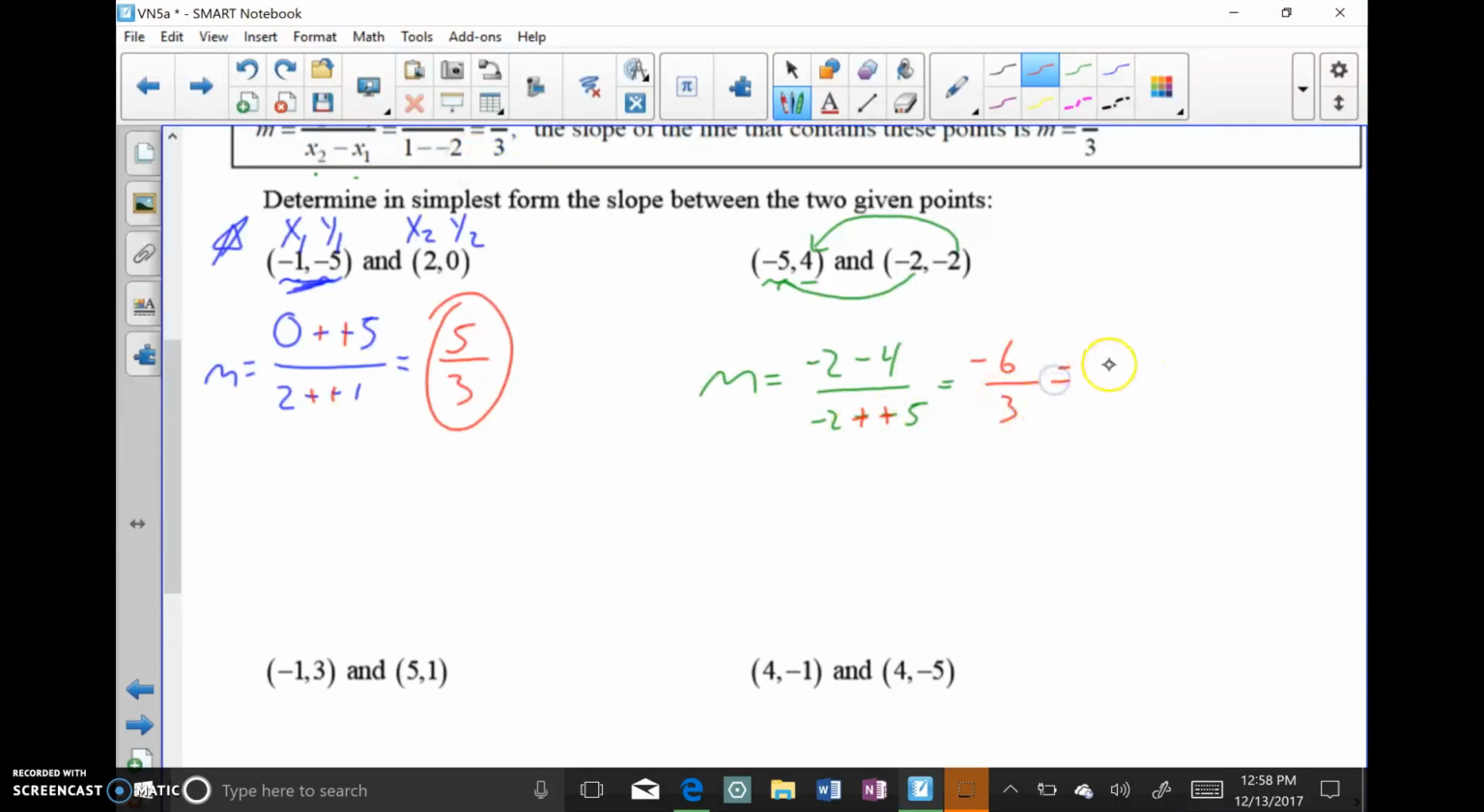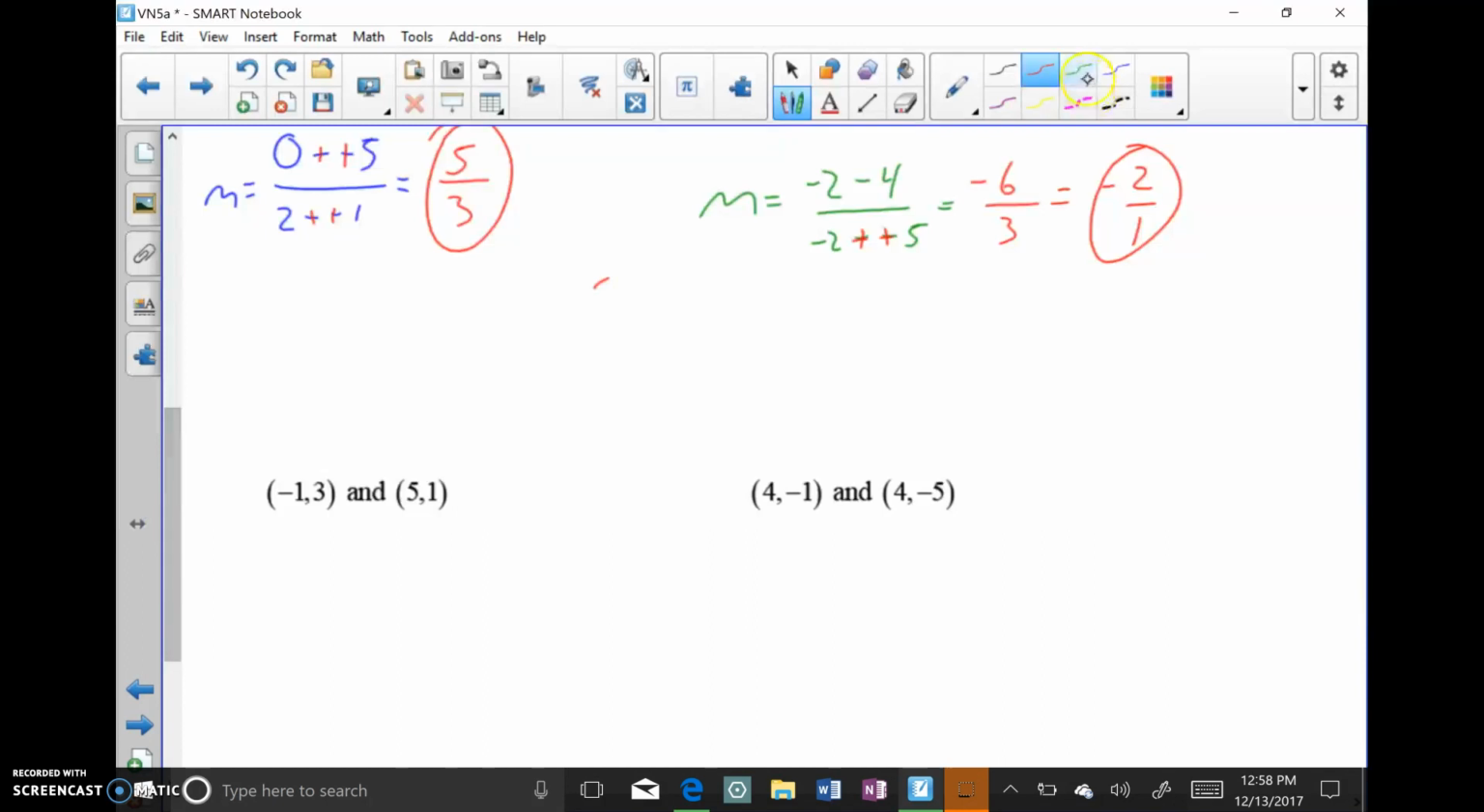And reduce your slopes if you can. This comes out to be -2, but keep it as a fraction, so we'll keep it over 1. The first one couldn't be reduced. Down here, we have m equals y2 minus y1, which is going to be 1 minus 3 on top, and 5 minus a -1 on the bottom, which is minus a negative. So 1 minus 3 is -2 on top. 5 minus -1 is 6 on the bottom. It reduces down to -1/3.